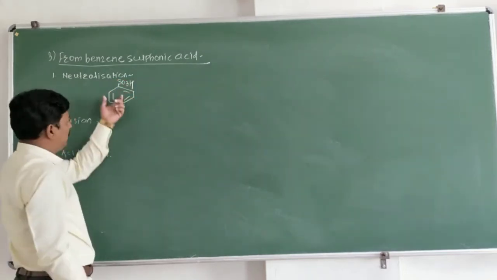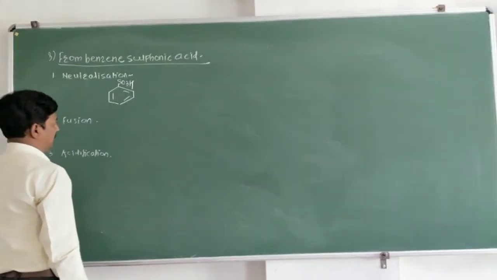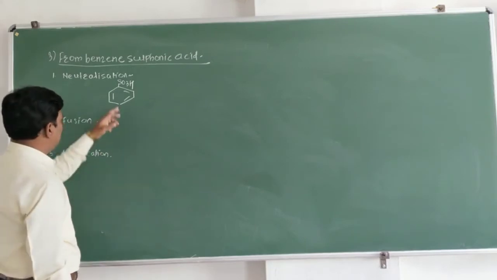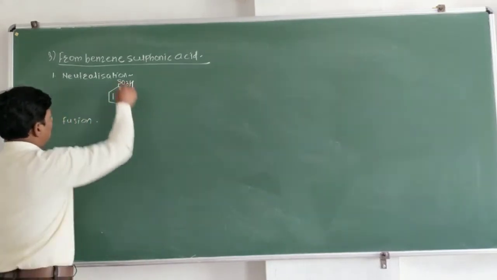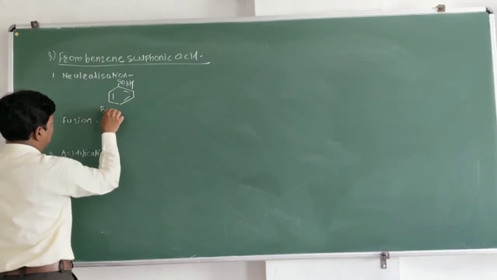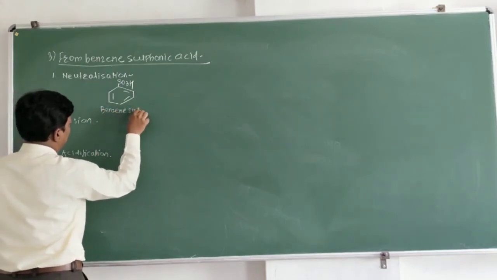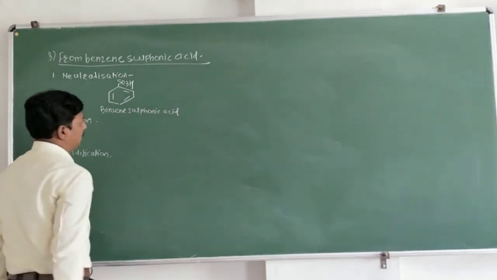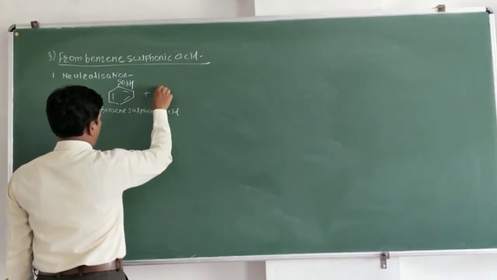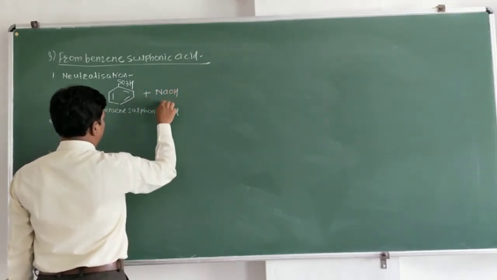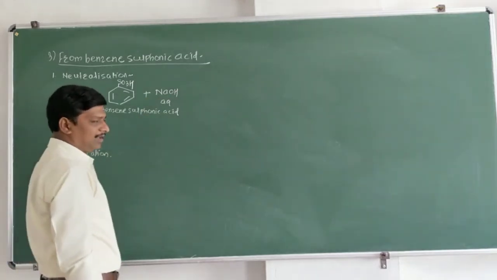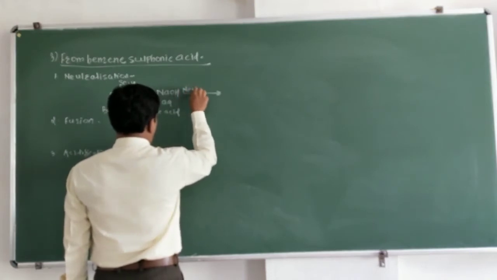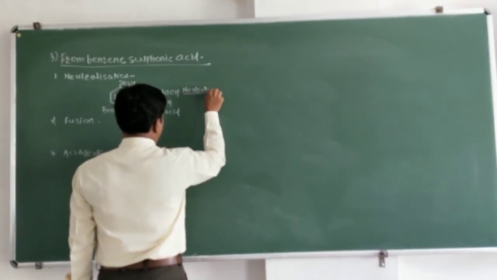This should be the structural formula of benzene sulfonic acid. The SO3H group is the sulfonic acid group, and it is present on the benzene. That's why it is known as benzene sulfonic acid. Now this benzene sulfonic acid reacts with NaOH, sodium hydroxide, in aqueous medium. On the arrow I am writing neutralization, as the reaction is a neutralization.